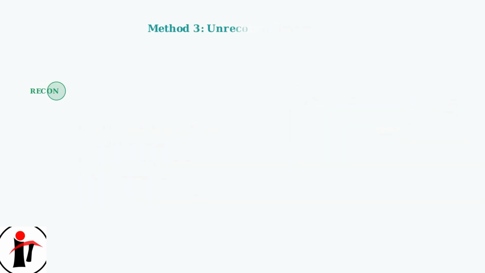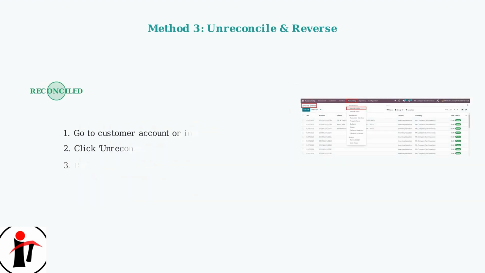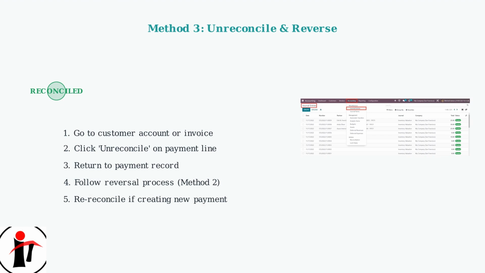Method 3 is for reconciled payments that have already been matched with invoices. You must first unreconcile the payment before you can reverse it, then optionally re-reconcile with a corrected payment.